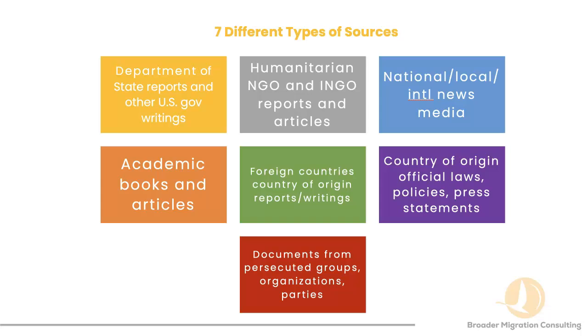And in general, I'd say it's really good to have information from as many different kinds of sources as possible that are as independent from each other as possible. That's because this clearly signals to the adjudicator that the information you're presenting is credible and that it's objective.